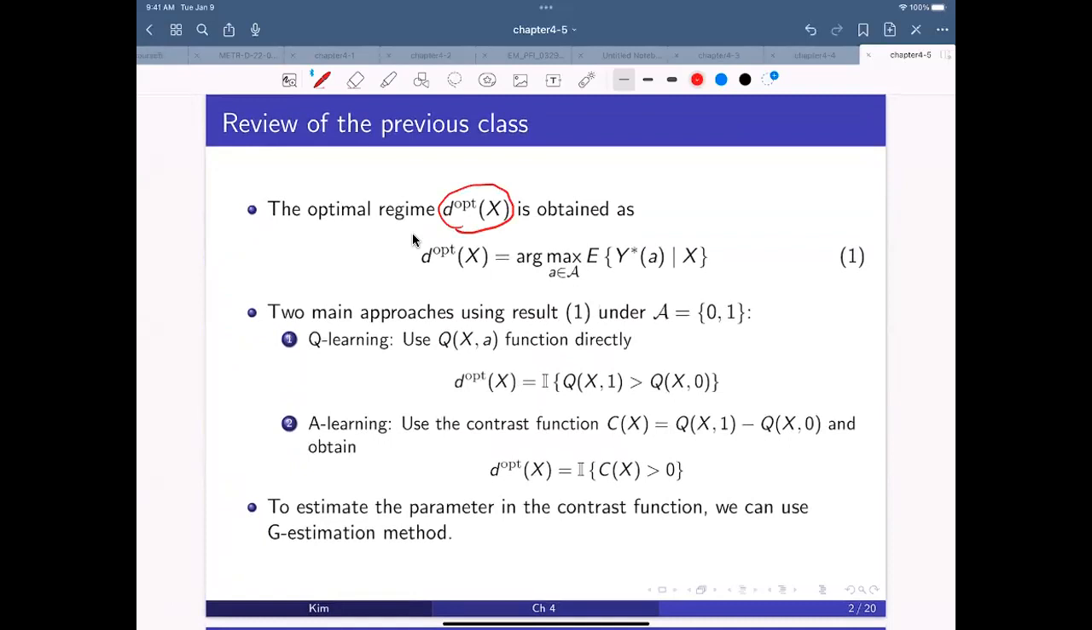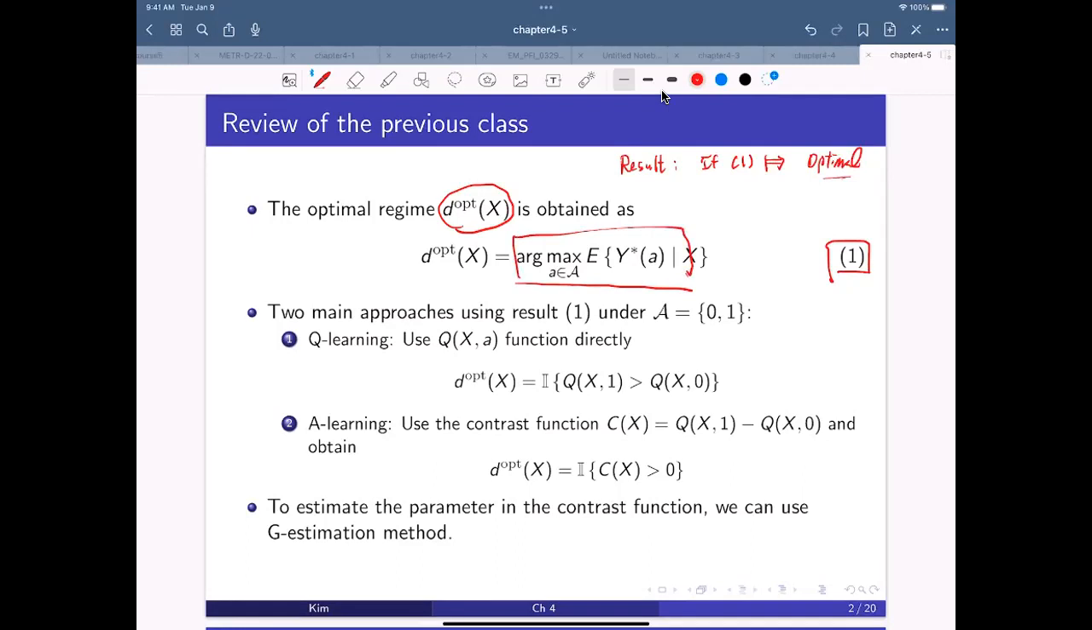So the result is this, right? This is a sufficient condition. If we choose the option that maximizes this conditional expectation of the potential outcome over A, that turns out to be maximizing the value. So the result is, if one satisfies this, then it is an optimal DTR.